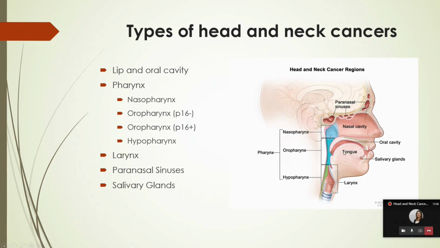So there could be cancers of the oral cavity or the lip. And then the bulk of the cancers we see kind of are in the pharynx area. So the nasopharynx is this portion back behind the nose. The oropharynx includes the base of the tongue and the tonsils. And then the hypopharynx is kind of further down here. The larynx is the voice box. And then there also can be areas of concern either in the paranasal sinuses or in the salivary gland. And the salivary glands can be in multiple different locations.